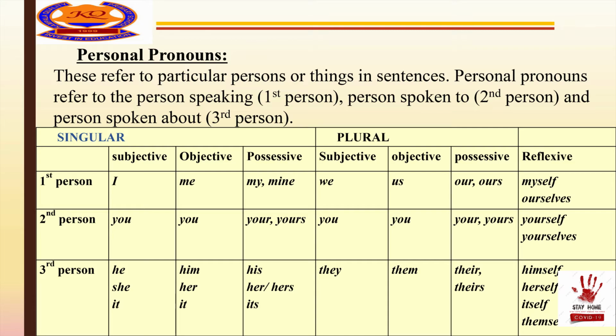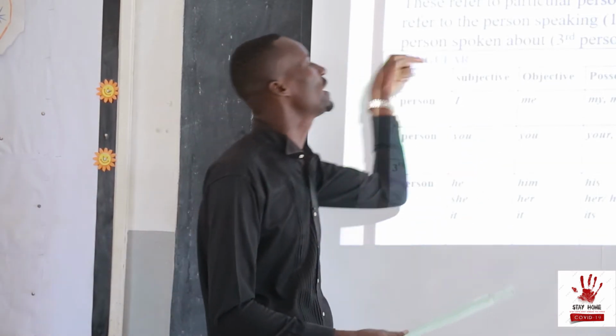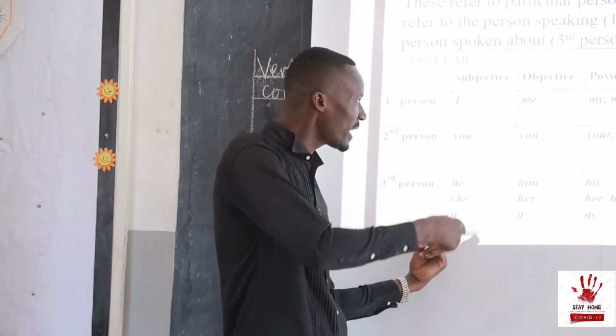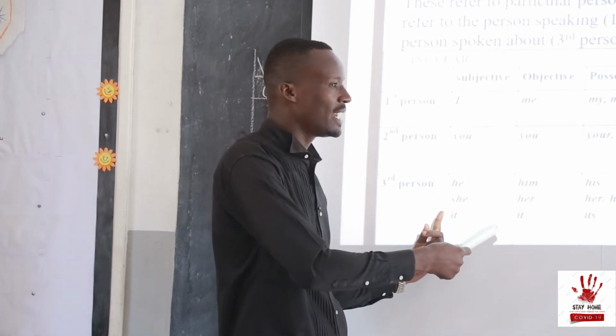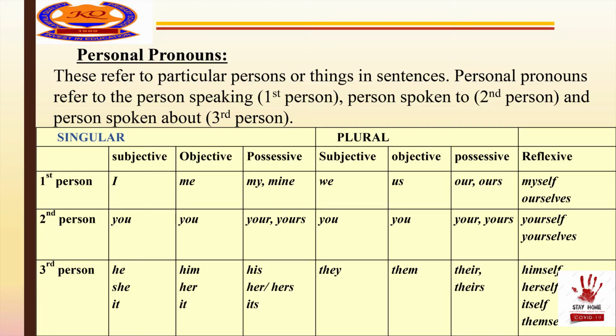Then the objective form, that is when the pronoun is the object. The object is the receiver of the action. The subject is doing the action, doing it on the object. So the subject is doing the action and then the object is receiving the action. You get the difference?